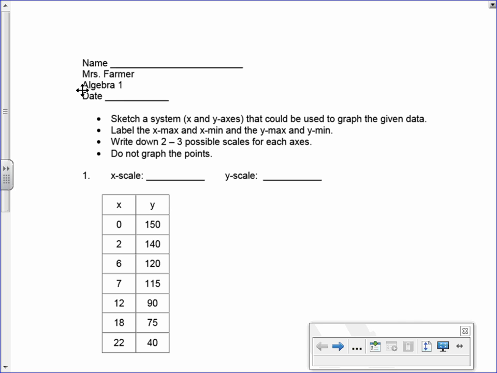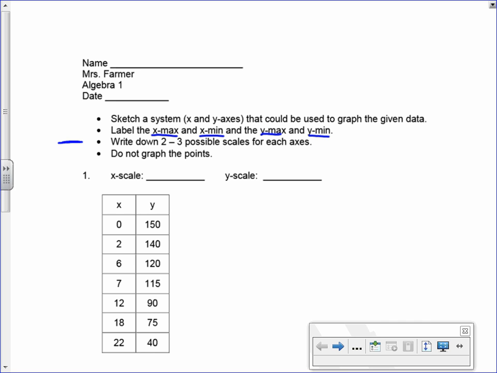There's no graph paper here, I don't want any graph paper on this homework. What we're going to do is sketch out a system with an x and y axis that gives us a general idea. We're going to try to decide on a good max and a good min for the x-axis, and a good max and a good min for the y-axis. And then we're going to think about what scale I might want to use.